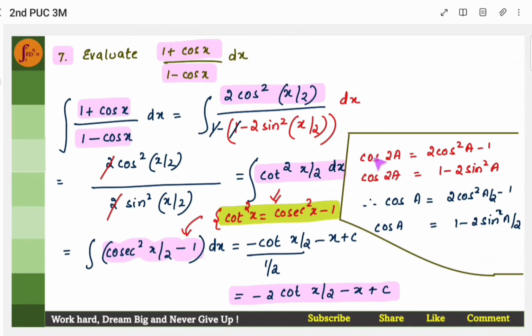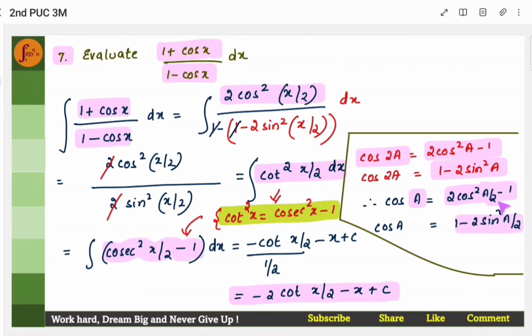Now, there is a formula for cos 2a. Cos 2a is 2 cos square a minus 1. Also, cos 2a is 1 minus 2 sin square a. So, if cos 2a is 2 cos square a minus 1, then as a submultiple angle formula, a will become a by 2, and 2a becomes a. Use this formula or use this formula. One of these formulas you have to use.